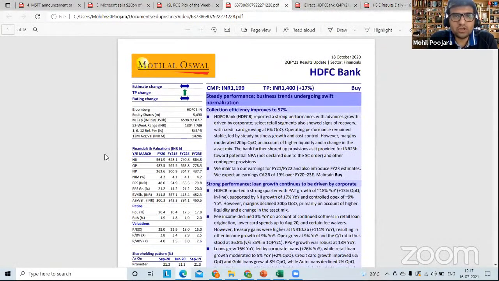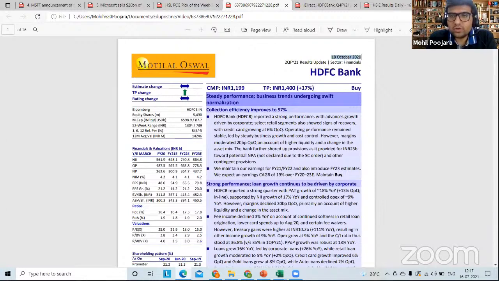I have this report here by an equity research company called Motilal Oswal. It's a very popular company in India. Most of you would have heard of it. If not, just Google it. It's one of the leading equity research companies in India. So Motilal Oswal released a report on a company called HDFC Bank. HDFC Bank is a bank in India, and it is listed in the stock market. It is listed in Nifty as well as Sensex.